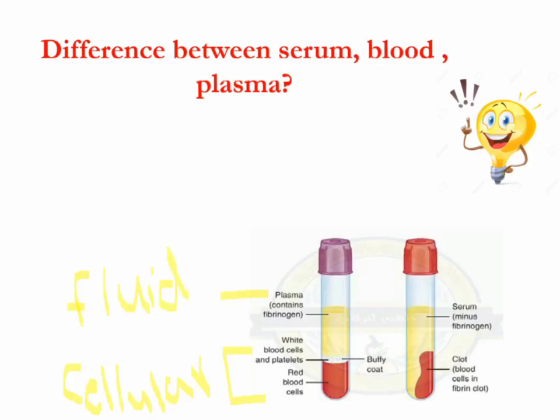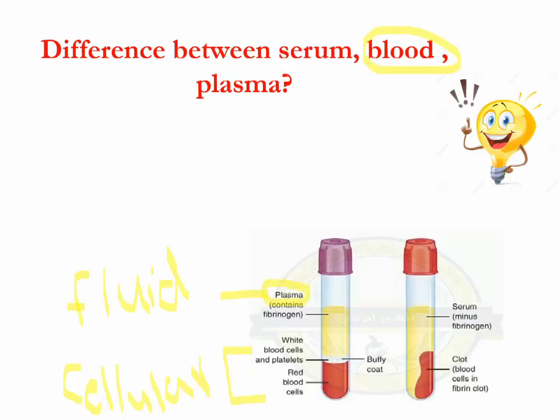And what is the plasma? Your plasma is made out of water, proteins, and clotting factors, like the fibrinogen. So here your blood is formed out of a cellular portion and a fluid portion. As you can see, the plasma is a subset of your blood, containing water, proteins, and clotting factors.